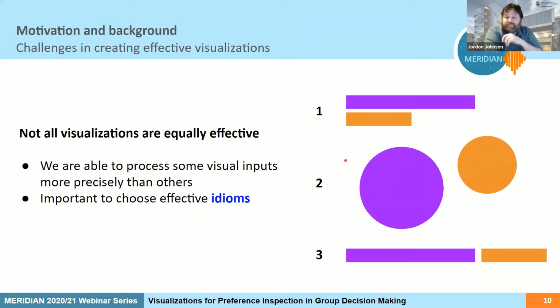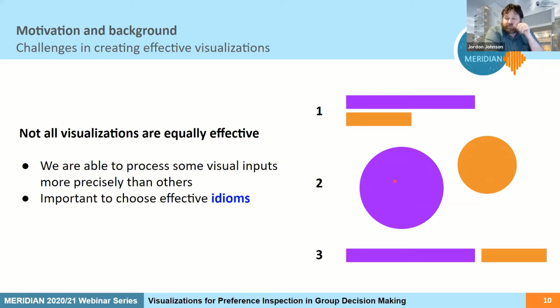Now, it is significantly less obvious, although we can definitely tell that the purple circle is larger than the orange circle. It's not at all obvious that the purple circle is twice as large. And that's because we're able to process certain visual inputs more precisely than others. So we're able to assess length more precisely than we're able to assess area.